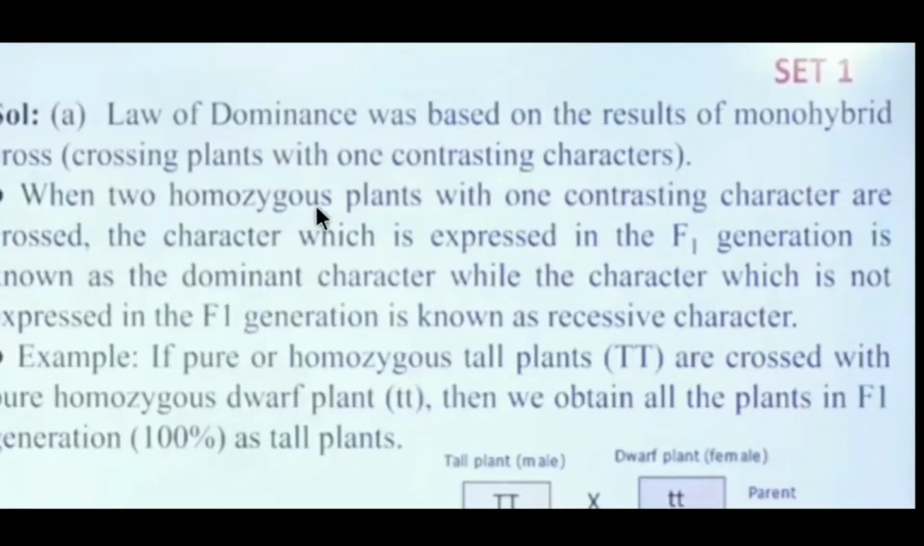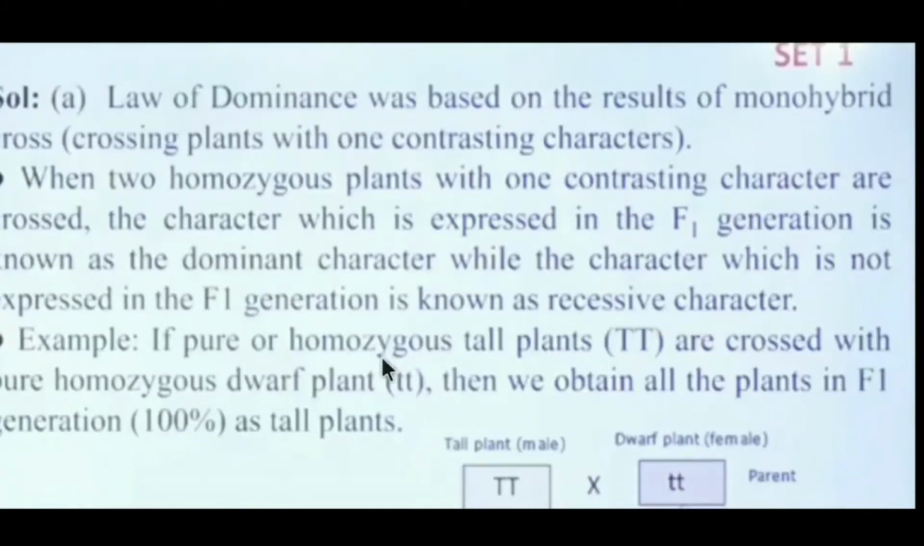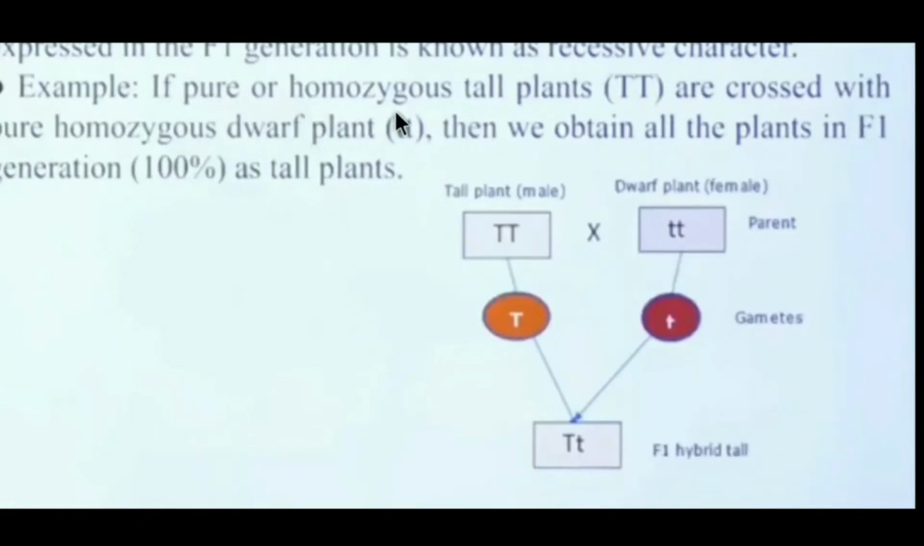When two homozygous plants with one contrasting character are crossed, the character which is expressed in the F1 generation is known as the dominant character, while the character which is not expressed in the F1 generation is known as recessive character. Example, if pure or homozygous tall plants, capital TT, are crossed with pure homozygous dwarf plant, small tt, then we obtain all the plants in F1 generation, 100% as tall plants.